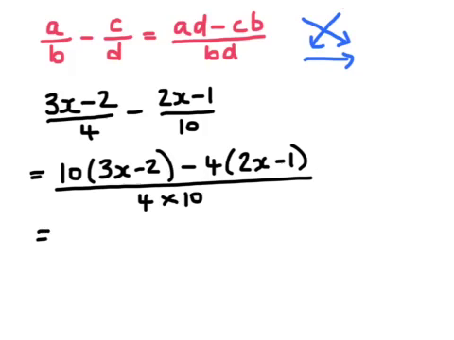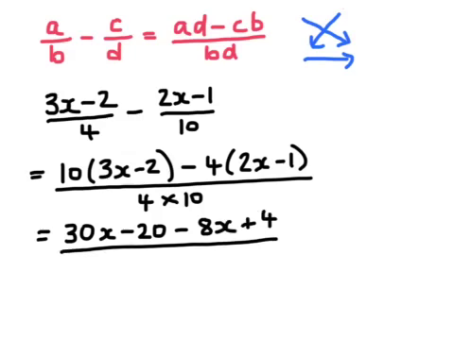So I'm going to multiply out the top now of my expression, which is going to give me 10 times this minus 10 times that. And the second bracket I'm going to get minus 4 times 2x, and then my second term will be minus 4 times minus 1. So we need to be careful here at this stage when we're multiplying. So the first bracket is going to give me 30x minus 10 times 2 is 20. Now minus 4 times 2x is minus 8x, and minus 4 times minus 1 is plus 4, divided by 4 times 10, which is 40.